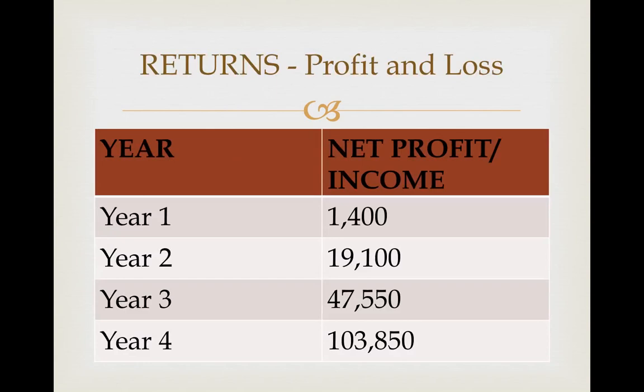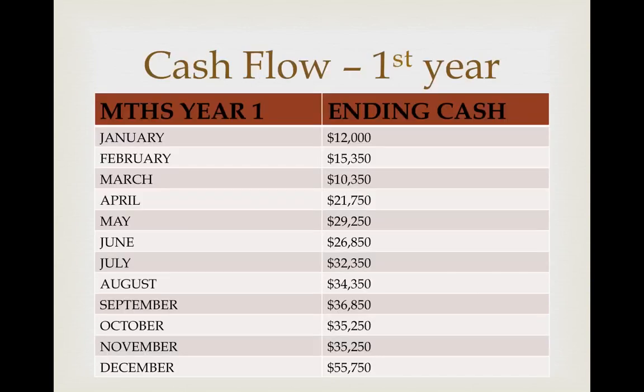Returns. The returns are our profit and loss. There were no loss projections for the first 4 years of operation. We had a net profit or net income. The first year was very slow, with a low profit of $1,400, with an increase in year 4 of $103,850. The cash flow for the first year, January through December, had a steady ending cash balance.